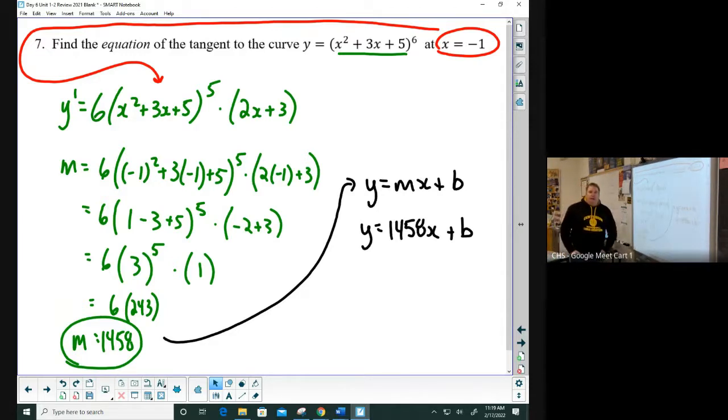Now I got to figure out my y-intercept. To do that, I'm going to sub in a point. But guess what? I don't have a point. I only have a coordinate. I only have a spot. Where am I going to get my y?